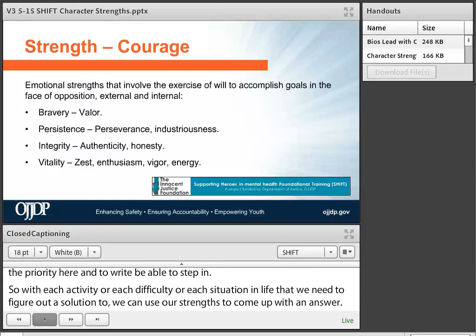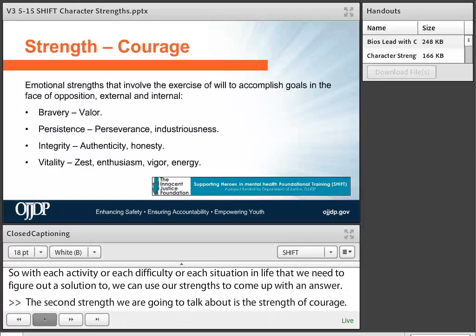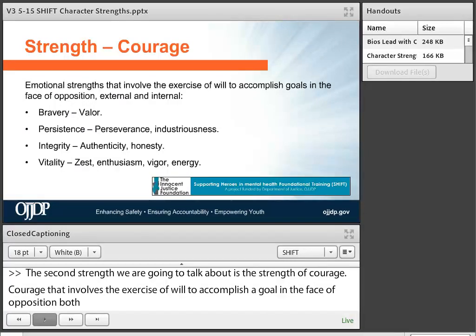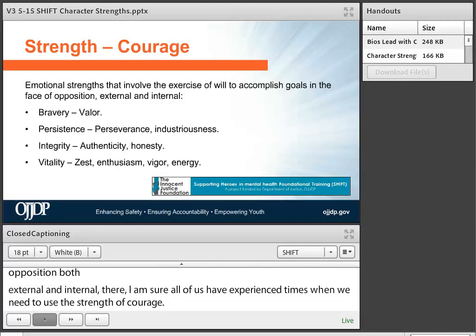So the second strength that we're going to talk about is the strength of courage. And courage involves the exercise of will to accomplish a goal in the face of opposition, and that's both external and internal. I'm sure all of us have experienced times when we need to use the strength of courage. And if it's not something that's a go-to for us, if we feel like we don't have much courage, then what do we do to increase that? So courage includes valor, perseverance and industriousness, authenticity and honesty, and zest and enthusiasm and vigor.